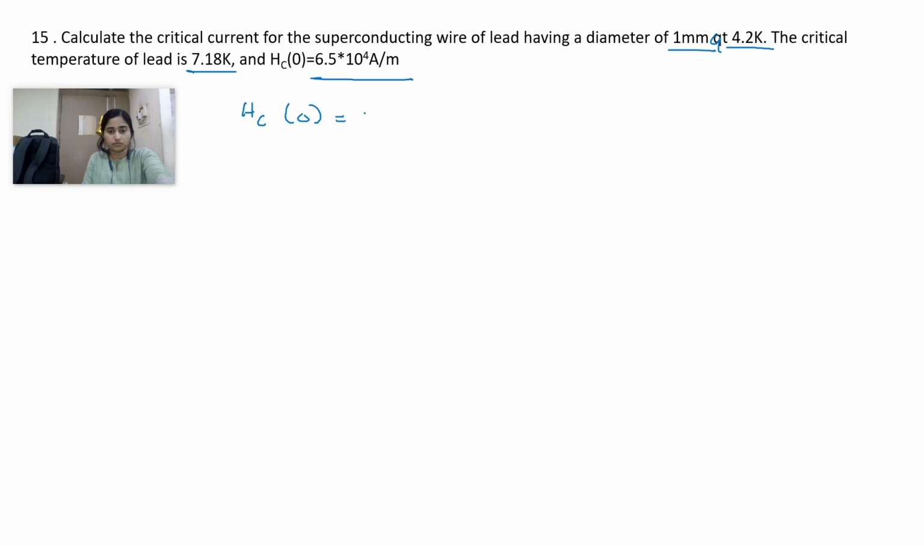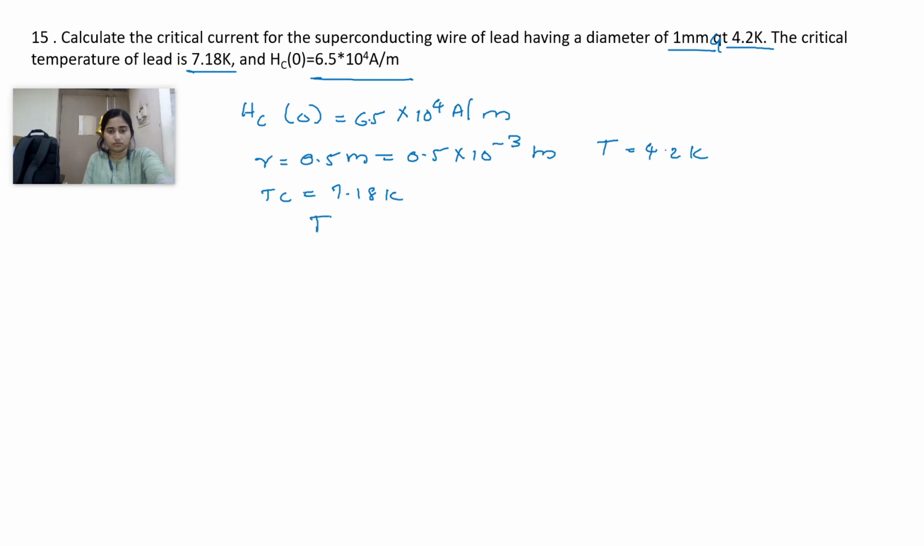Hc of 0 is 6.5 times 10 to the power 4 ampere per meter. The diameter is 1 millimeter, so the radius is 0.5 millimeter, that you can write as 0.5 times 10 to the power minus 3 meter. Then T is given as 4.2 Kelvin. Tc is also given, 7.18 Kelvin, and you have to find the Ic value. So what we have to do here is first apply the basic formula: Hc is equal to Hc of 0 times 1 minus (T divided by Tc) whole square.